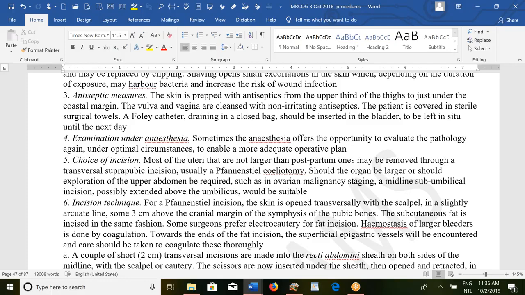Then technique of incision. For a fenestrial incision, the skin is opened transversely with a scalpel in a slightly arcuate line. It's not straight, it is slightly curved and some 3 cm above the cranial margins of the symphysis pubis. So subcutaneous fat is incised in the same fashion. Some surgeons prefer electrosurgery for fat incision and hemostasis.